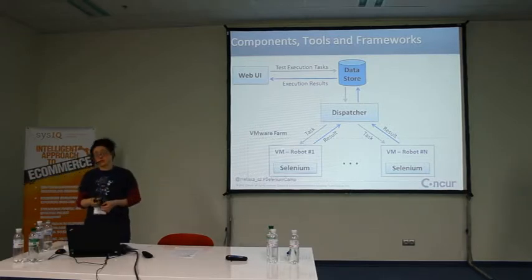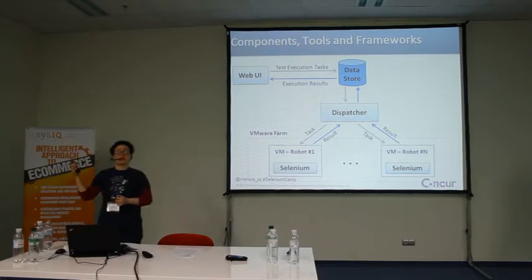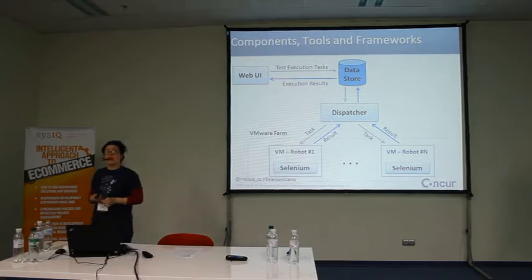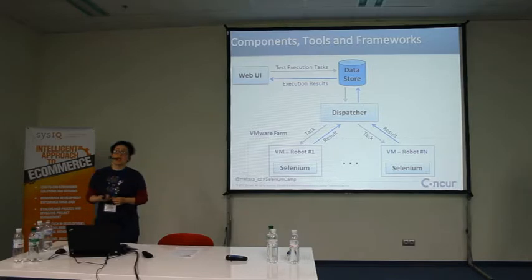For our automation execution, we use VMware. So we call them auto robots. Currently we have 60 auto robots where we are running our automation, and 40 auto robots where we do the development.